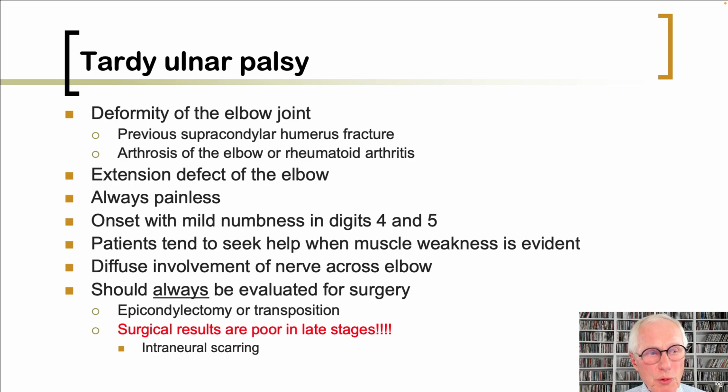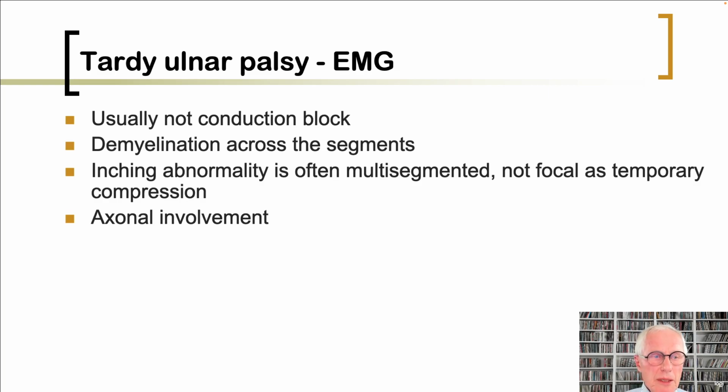This is a very slow process with tardy ulnar palsy. Usually it evolves over years, and the slow development of the neuropathy means that there is intraneural scarring inside the nerve, which makes it difficult for the axons to re-innervate because of the scarring. On EMG, usually we don't see a conduction block, but we see demyelination along all segments in the elbow region.